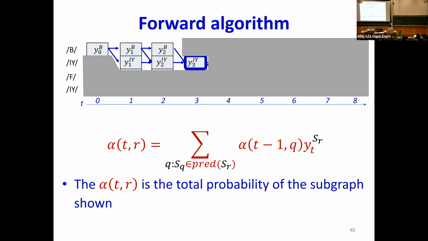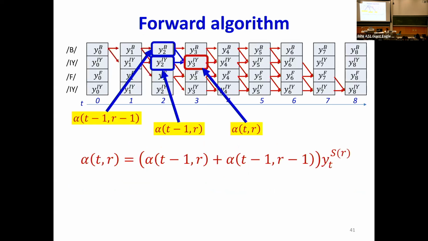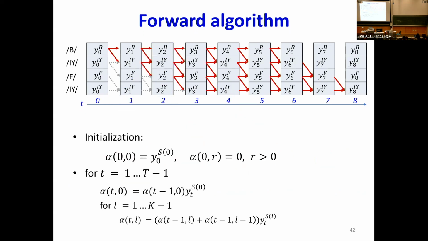So alpha TR is the total probability of the subgraph shown over here, right? And it is the sum over all of the parents of the alphas for the parents times YTR. So I can just write it this way. It's the sum over all the parents of the alphas for the parents, the whole thing multiplied by the probability of the node itself. So how would you compute this?